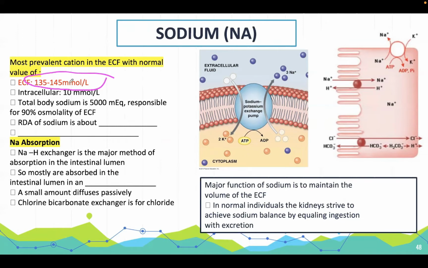Kasi iba't ibang references, iba't iba yung reference range din nila. Okay? Pero the more na nagsasabi na iisa lang siya, 135 to 145, ibig sabihin close to talaga siyang 135 to 145. Next, for the intracellular, we have 10 millimoles per liter. So again, our human body, it is being comprised of 50 to 70% water.